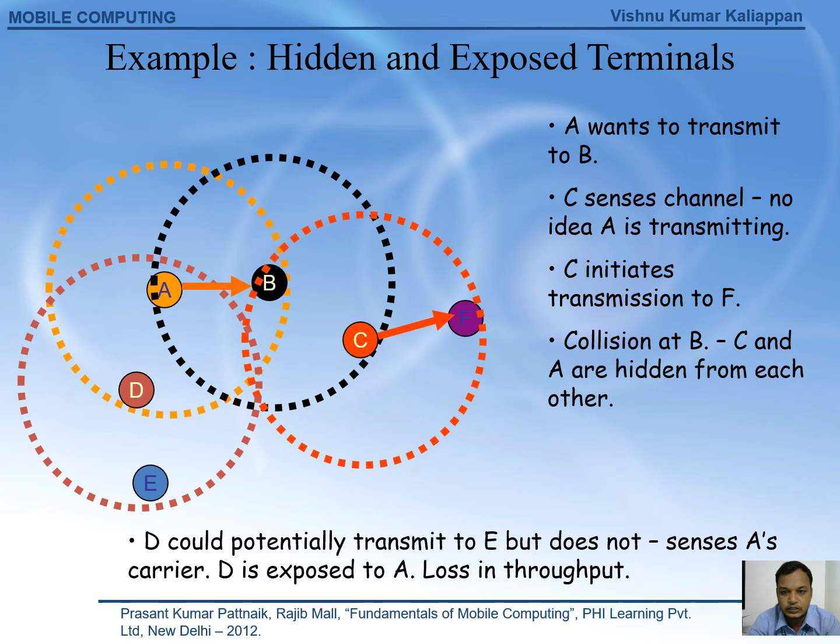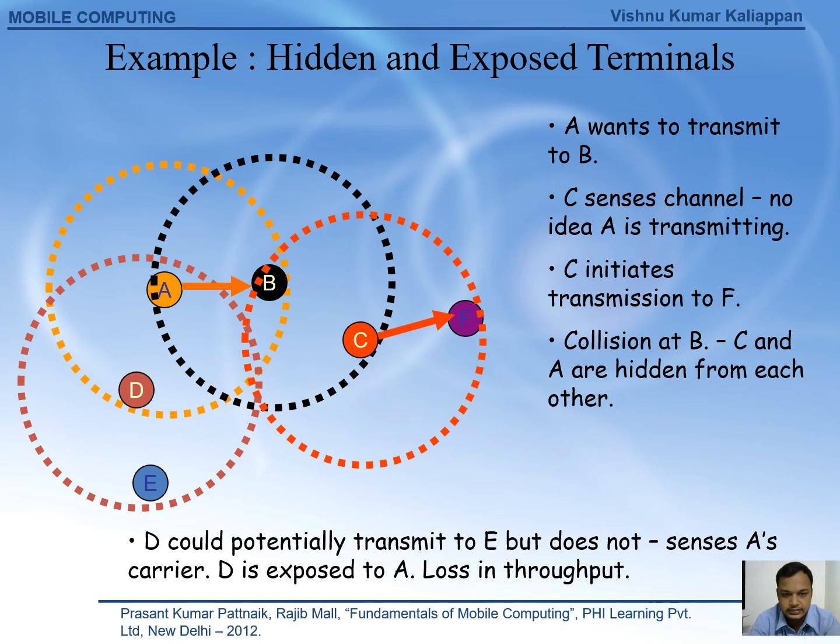Hidden terminal and exposed terminal problem. Here the diagram says that A wants to send the data to B. C senses the channel and has no idea about the transmission to B, so C initiates the transmission to F. Collisions occur at node B, and A and C are hidden terminals for each other.